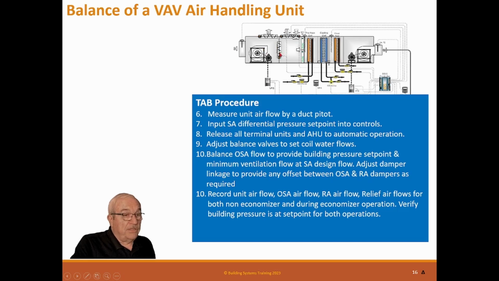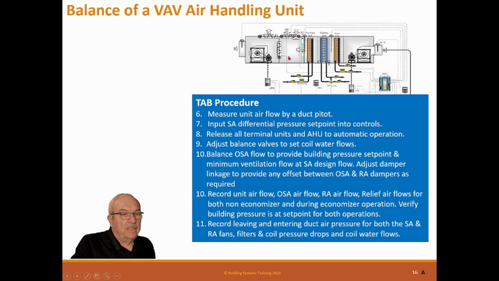Now it's pretty easy during economizer because this damper's closed. And when it's closed, you don't have a problem. But when it's modulating, you may have a problem. So you have to make sure you can do that. Now in this one, where we have a pressure sensor, no problem. But when it doesn't, you have to balance them in both positions. Record leaving and entering duct air pressure for both the supplier and returner fans, filters and coil pressure drops, and the cooling water flows.